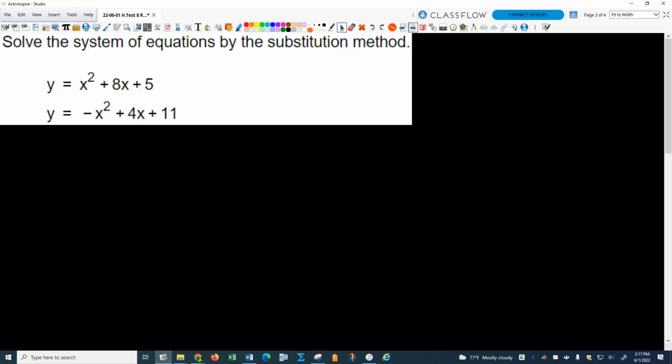Okay, these, really quick. So solve the system of equations. How would we solve this one? By substitution, right?